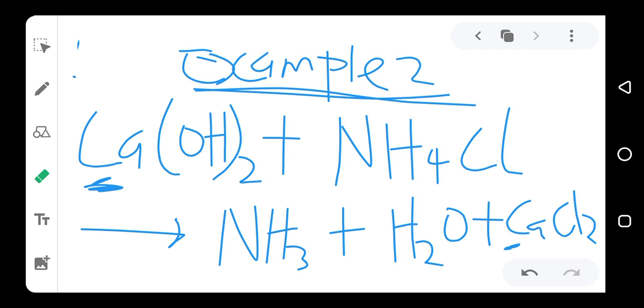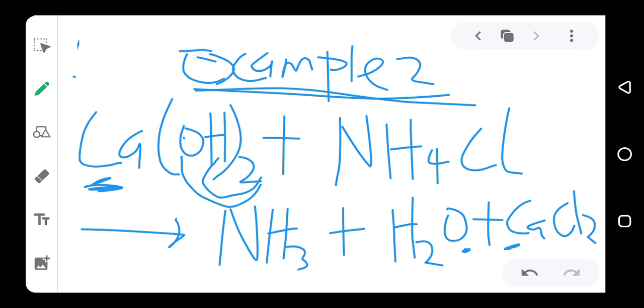So we have this one, 2 outside the bracket shows that we have 2 atoms of oxygen and 2 atoms of hydrogen. The 2 will times whatever we have here and also times whatever we have here. So we have 2 atoms of hydrogen and 2 atoms of oxygen. So we come here, we have oxygen 2. Then we come to the right hand side, we have only 1 oxygen, but we have 2 oxygen here. So we will have to do something to balance the oxygen.